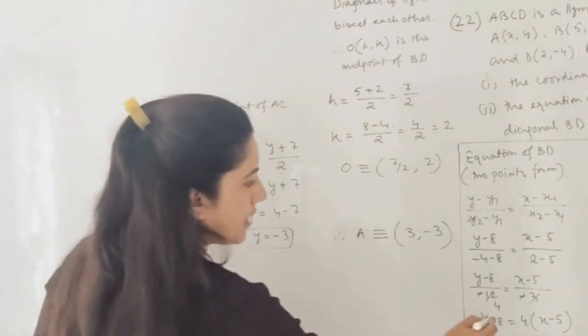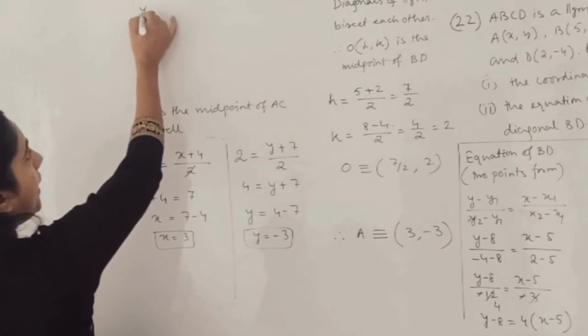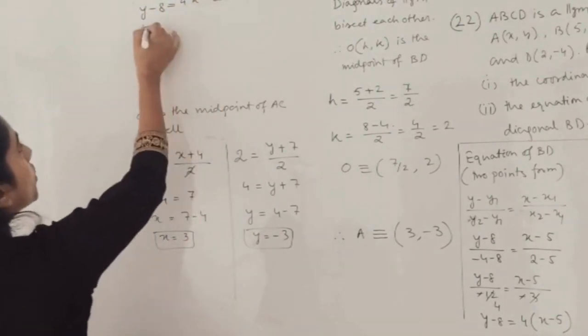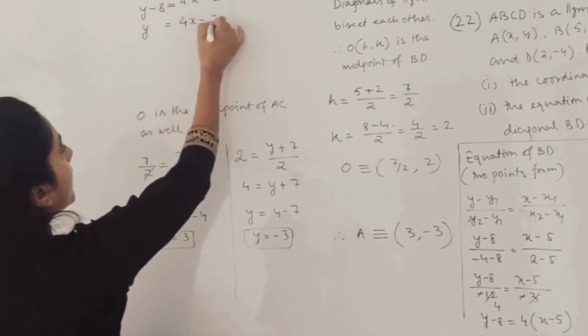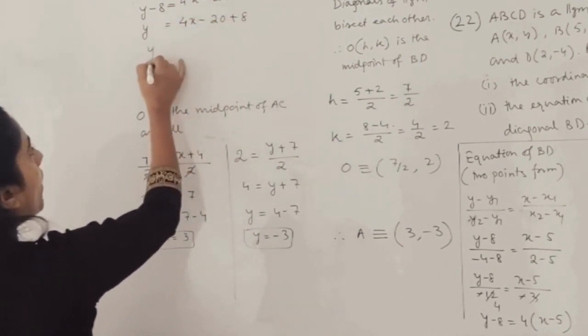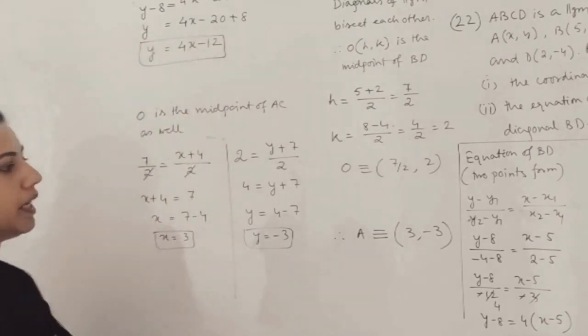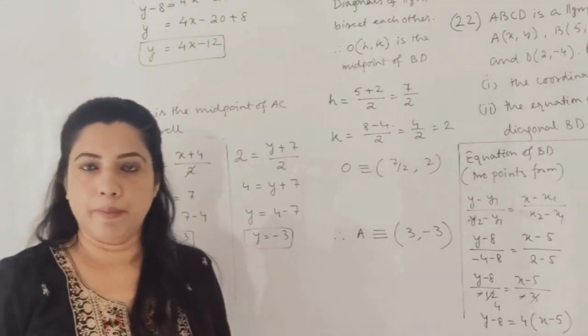Okay, I hope you are understanding from here. y minus 8 is equal to 4x minus 20. So y is equal to 4x minus 20 plus 8. y is equal to 4x minus 12. So this is the equation of the diagonal BD.